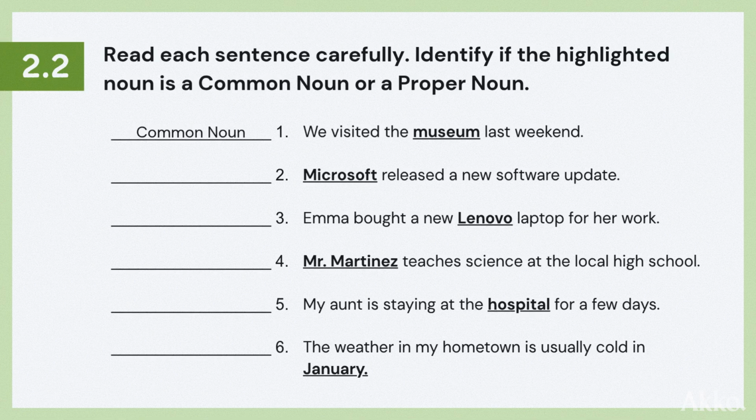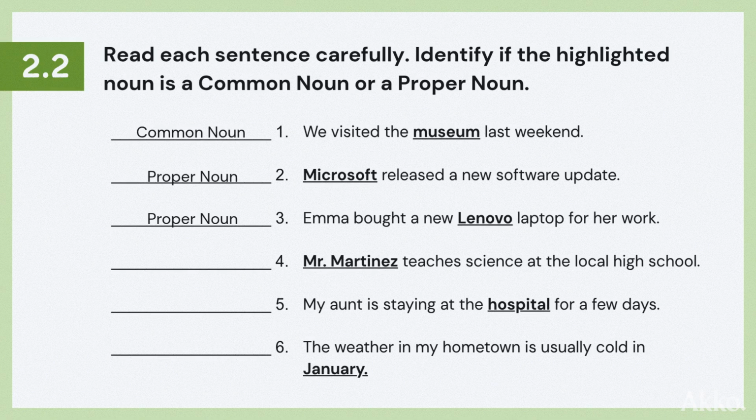2. Microsoft released a new software update. Microsoft is highlighted. It's a specific name of a brand or a company. That's why it's a proper noun. Number 3. Emma bought a new Lenovo laptop for her work. Lenovo is highlighted. Again, a specific name of a brand or a thing, so this is a proper noun.